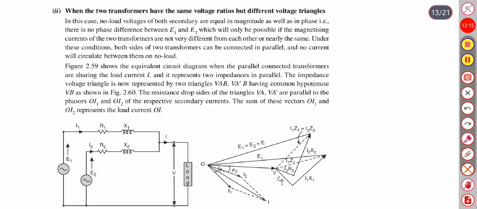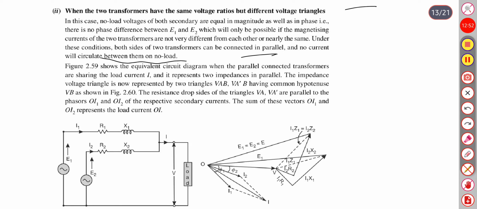When the two transformers have the same voltage ratio but different voltage triangles, in this case the no load voltages of both secondaries are equal in magnitude as well as in phase. There is no phase difference between E1 and E2, which is only possible if the magnetizing currents of the two transformers are not very different from each other or nearly the same. Under these conditions, both sides of the two transformers can be connected in parallel and no current will circulate between them on no load.